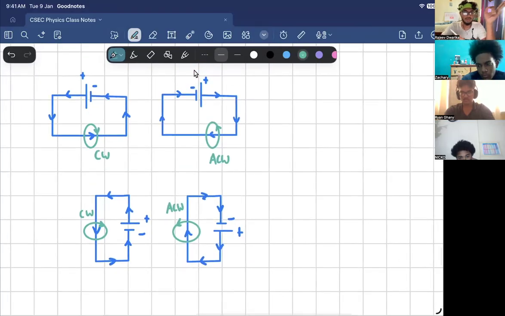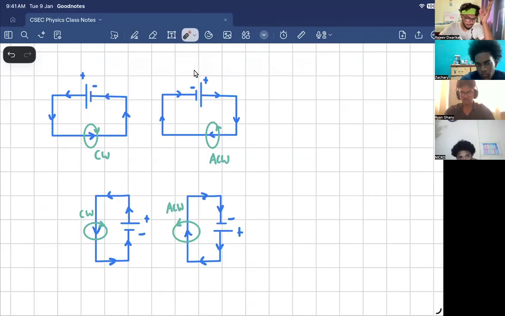So again, what did you realize? In this scenario, both of them have the same polarity, negative first and then positive, and no matter where you go on the circuit diagram, the direction of the magnetic field is anti-clockwise. Exactly. So guys, do we understand? There's one thing I want us to draw from this.